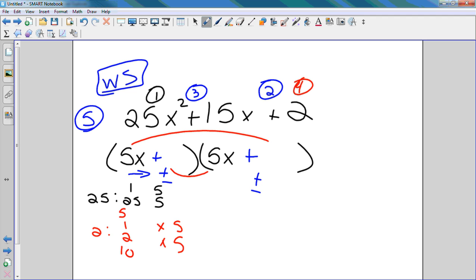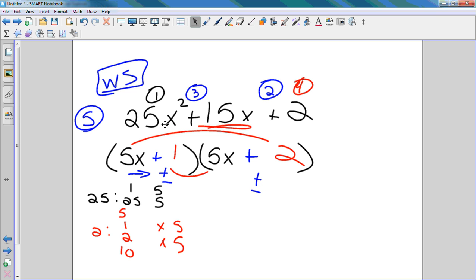So do 5 and 10 add up to 15? 10 plus 5? Yeah. So there they are. One is 1 and the other one's 2. Now it doesn't matter because they're both positive. It's plus plus, and they're both 5s. So they're flip-floppable. Technically it doesn't matter, but if this was a different number, we'd have to do something different.